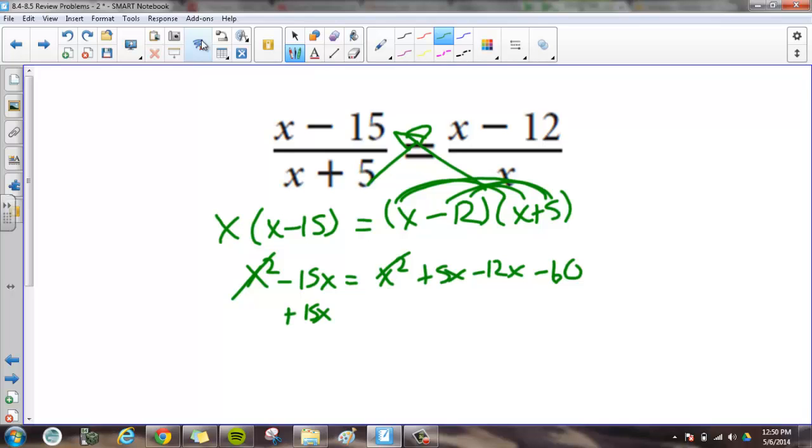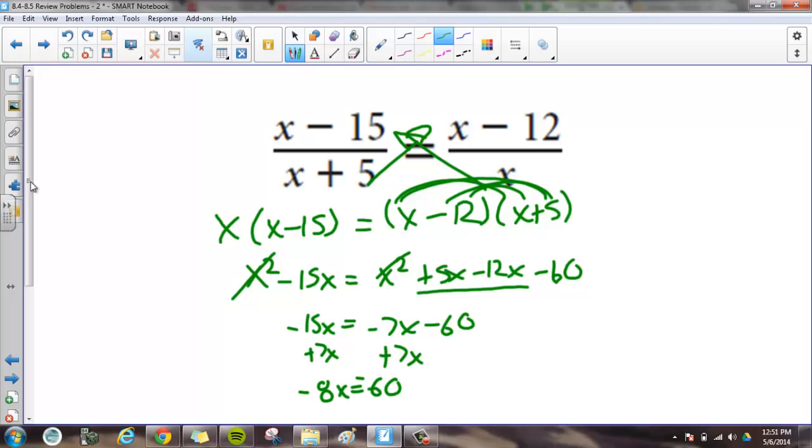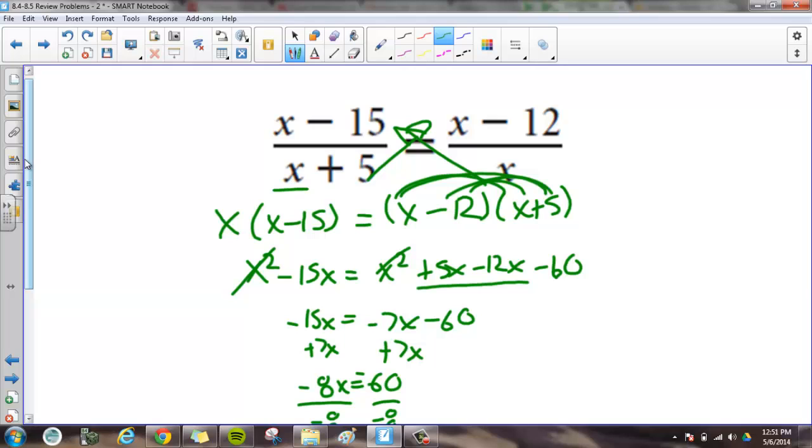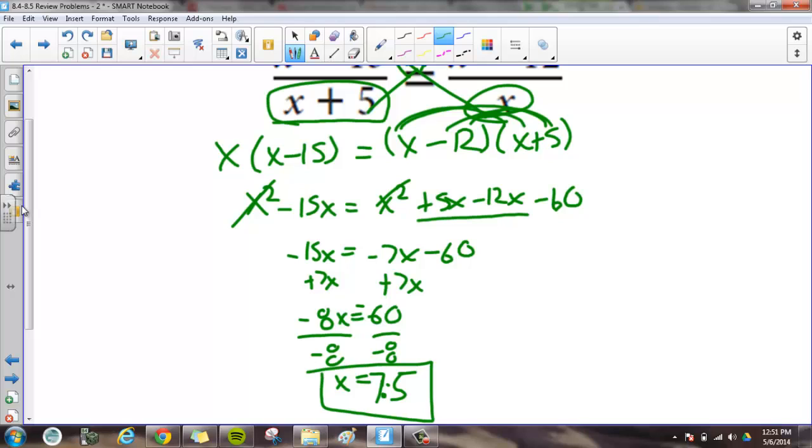I notice these x squareds will cancel off. Let's rewrite this. Negative 15x is equal to, combine these, negative 7x minus 60. I'll add 7x to both sides. So I got negative 8x equals 60. Divide by negative 8. And we get x is equal to 7.5. There we go. That's my 7.5.